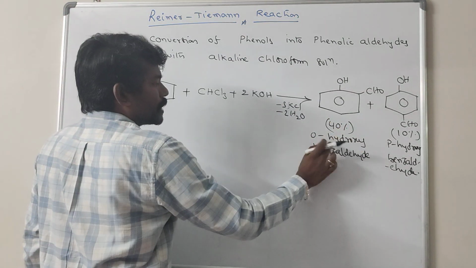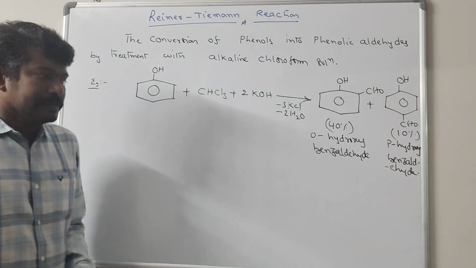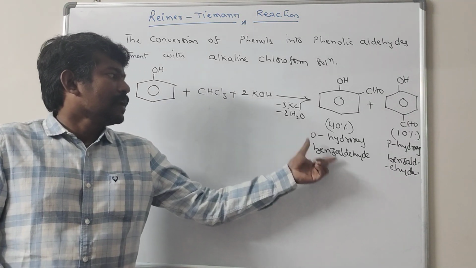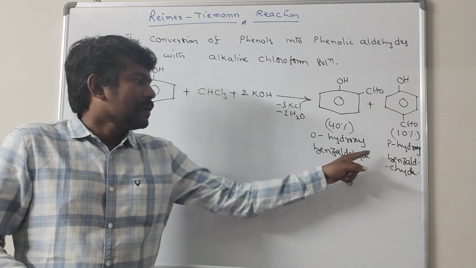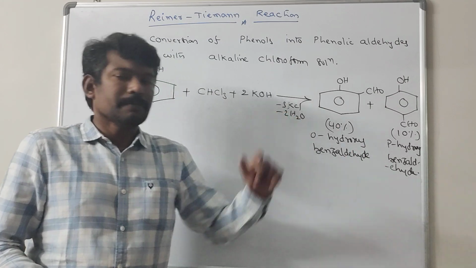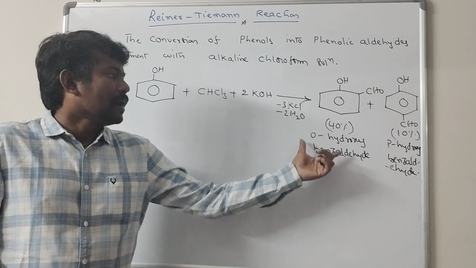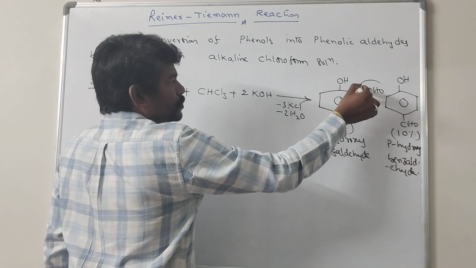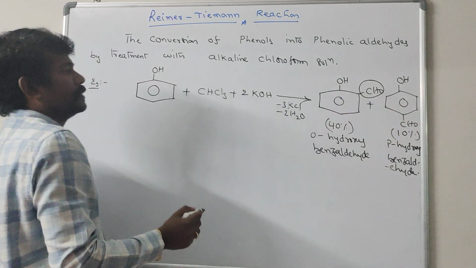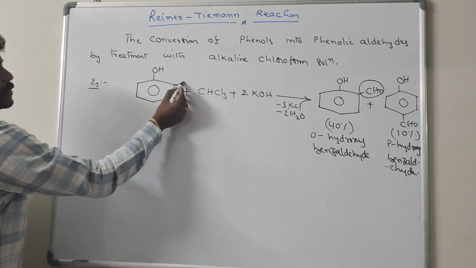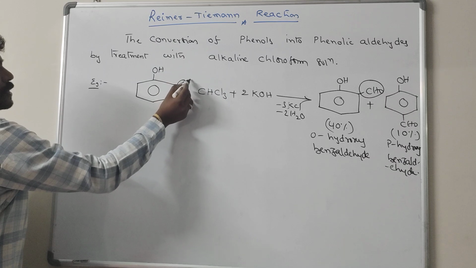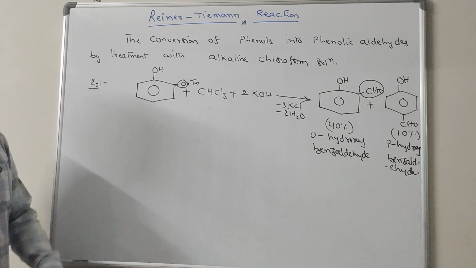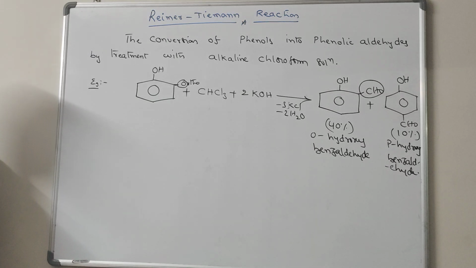So the predominant product is ortho-hydroxybenzaldehyde. Along with ortho-hydroxybenzaldehyde, para-hydroxybenzaldehyde is also formed, but the main product is ortho-hydroxybenzaldehyde. So we conclude that the substitution of an aldehyde group at the ortho position of phenols is known as the Reimer-Tiemann reaction.